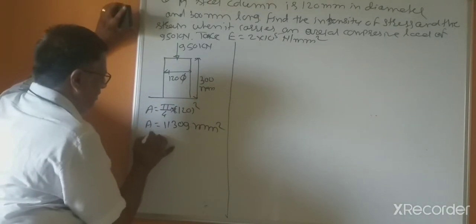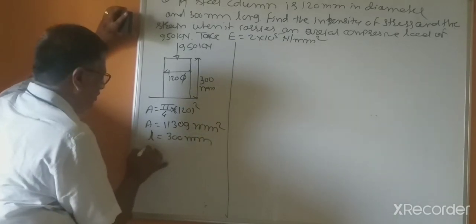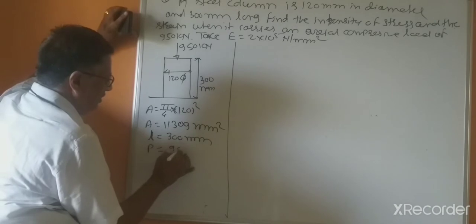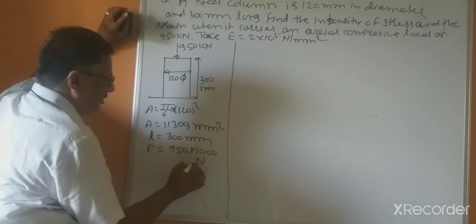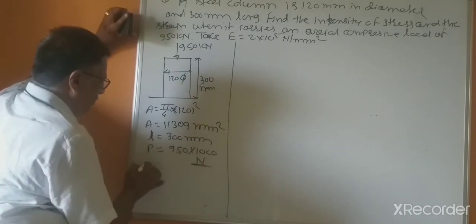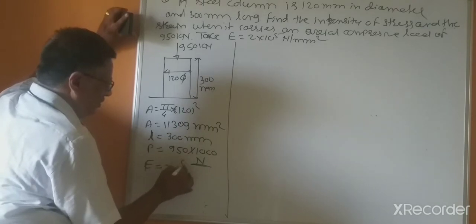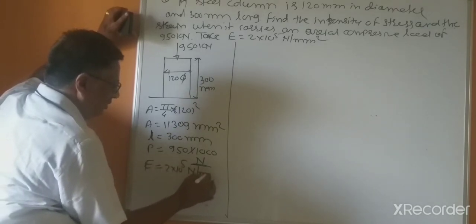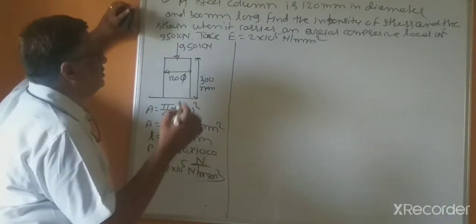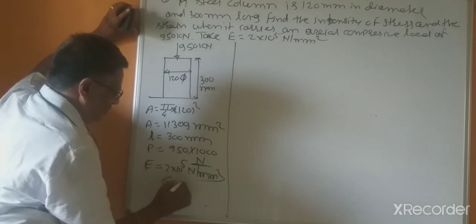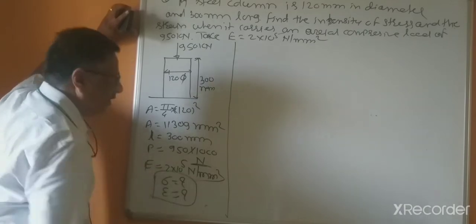Length L equals 300 mm. Force P equals 950 kilonewtons. This is given, so we multiply by 1000 to get Newtons. E equals 2 into 10 to the power 5 Newton per mm squared. And what is to be calculated? Only stress and strain.